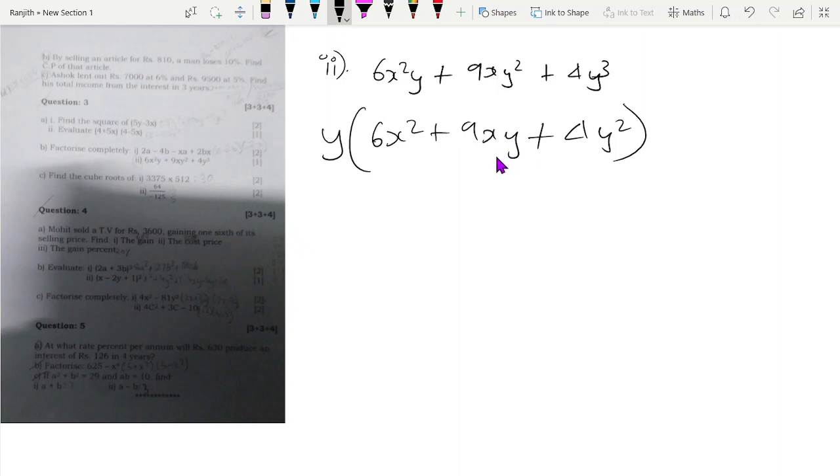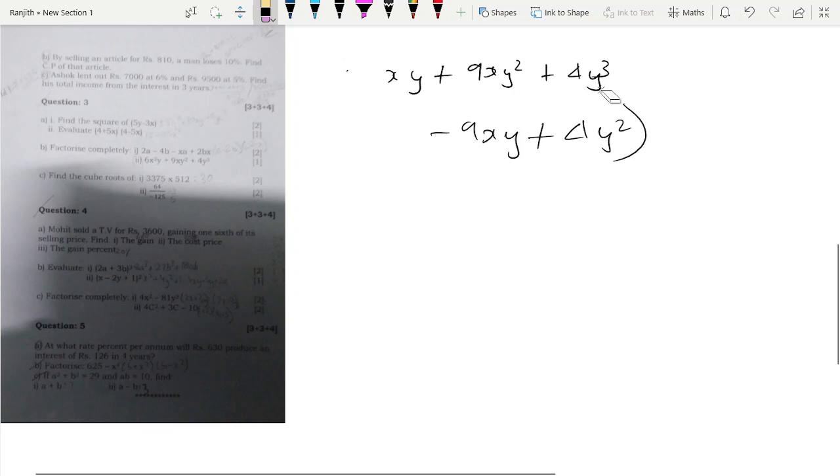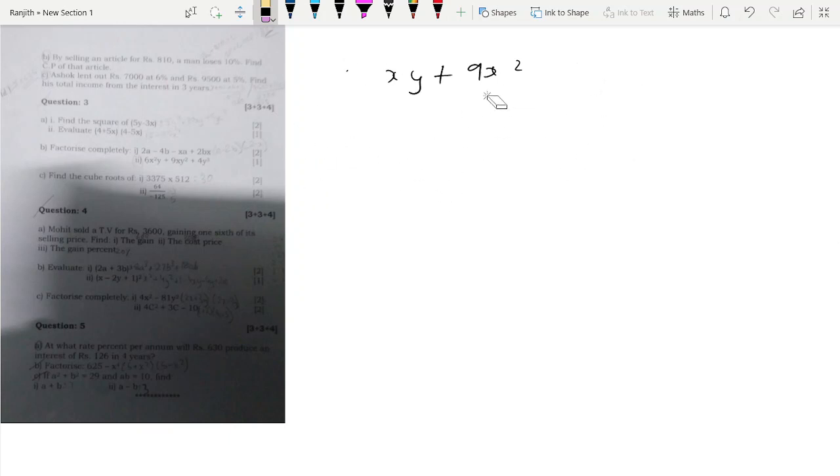Is it clear? Yes, sir. Okay. Question 3C is cancelled. Next, question 4. Do we have any question from 4? You'll have to identify which question we have from 4. Percentage, sir. No, that is different. Percentage of what? The gain percent question is incomplete.